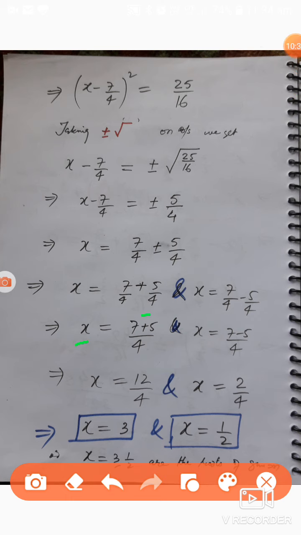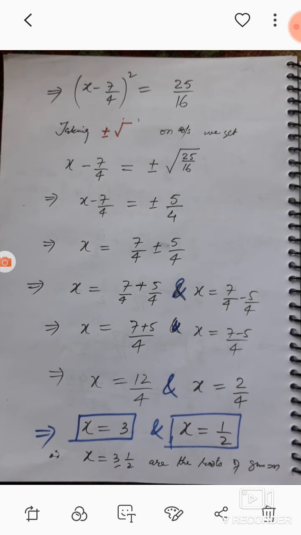We have the same denominator in both the terms, both rational numbers, so we add their numerators and divide by 4. So x = (7 + 5)/4, and the other is x = (7 − 5)/4. Here we have x = 12/4, and the other is x = 2/4. Now 4 threes are 12. One value is x = 3, and the other value is x = 1/2. So we have two roots for the equation.